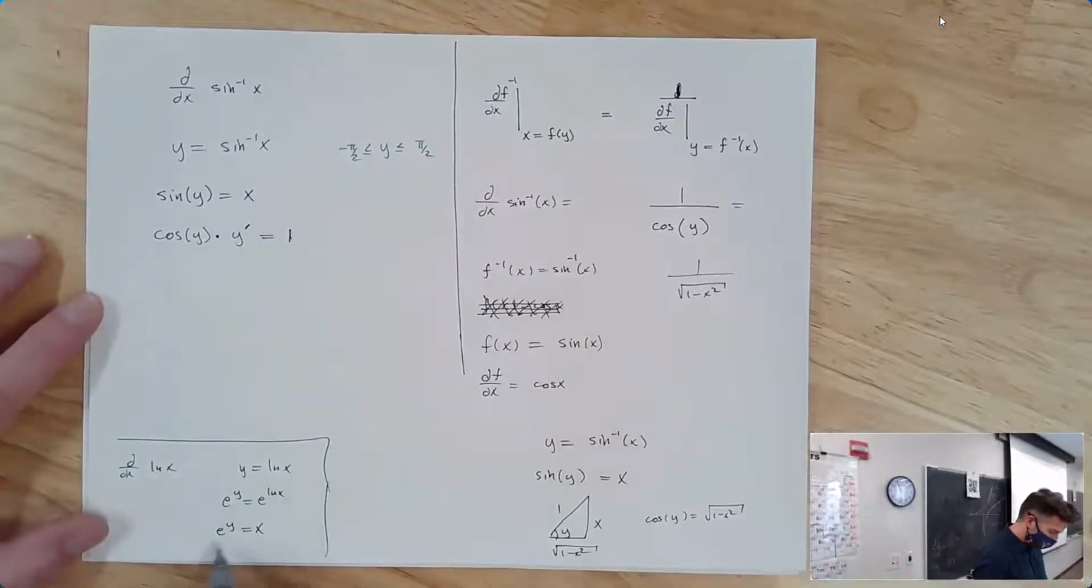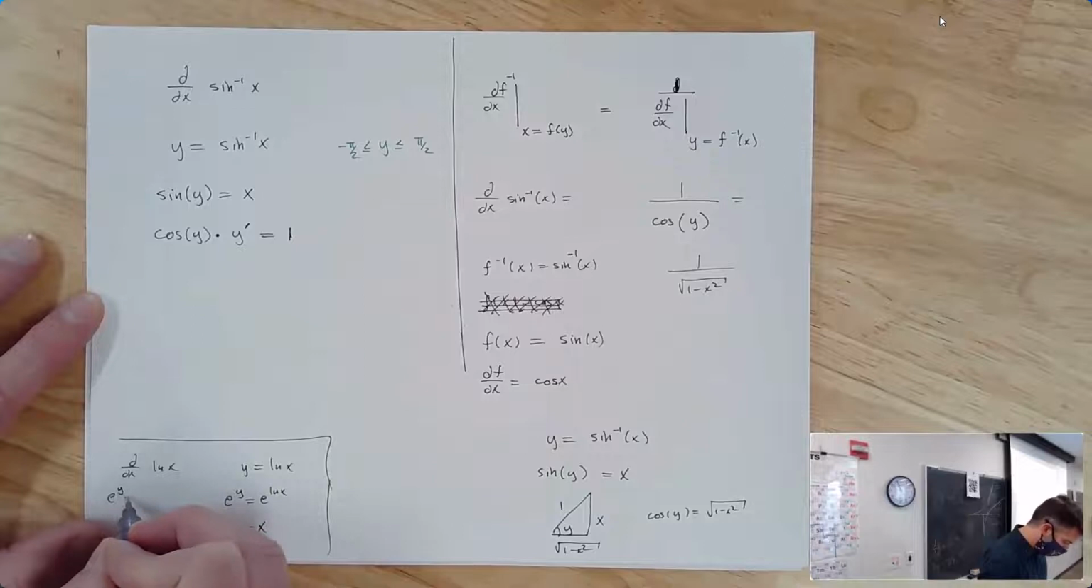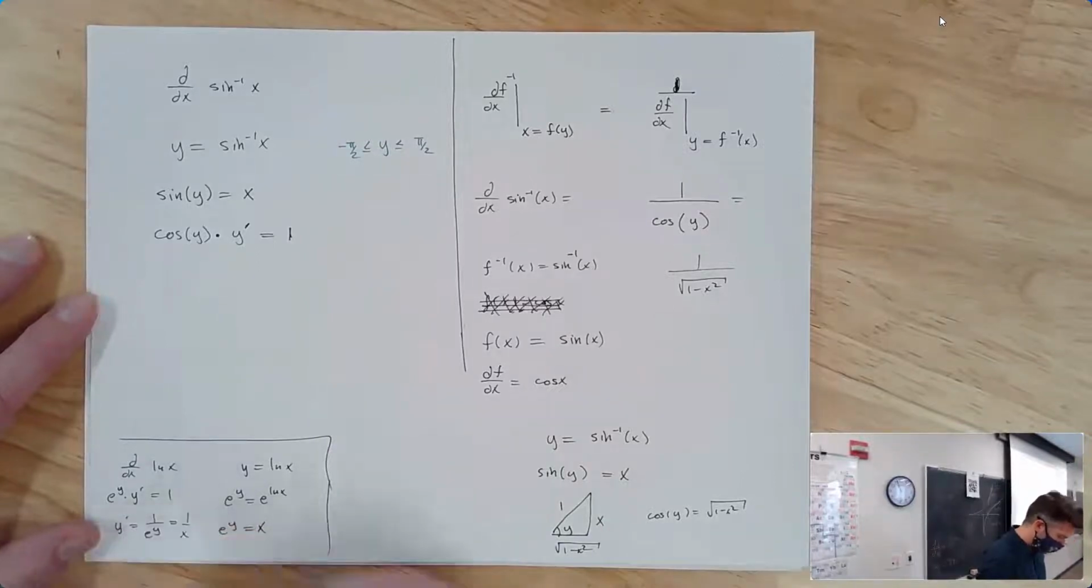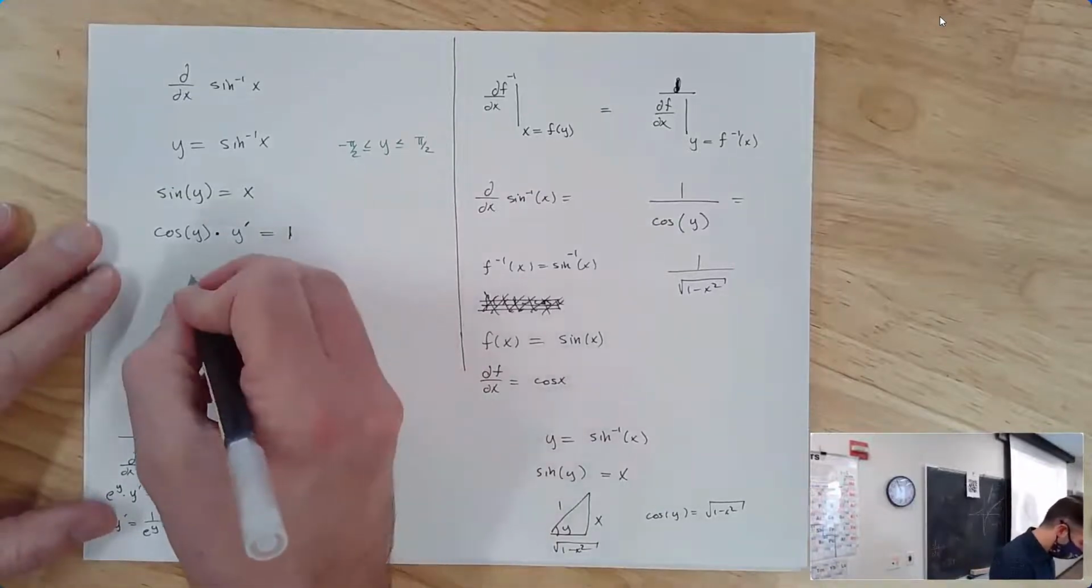Just like over here, if you took the derivative of e to the y equal to x, you would get e to the stuff times the derivative of the stuff equal to 1. And then you would get y prime equal to 1 over e to the y, but that's just 1 over x, which we know is the derivative of the natural log of x. So then I'm going to solve for y prime.